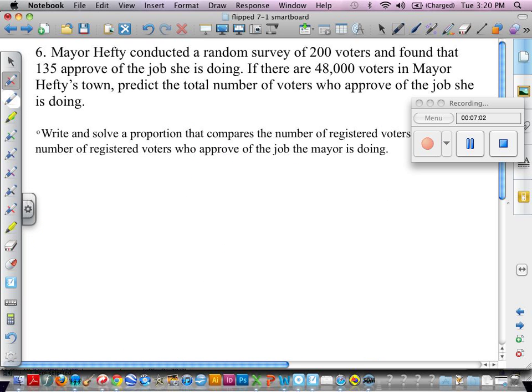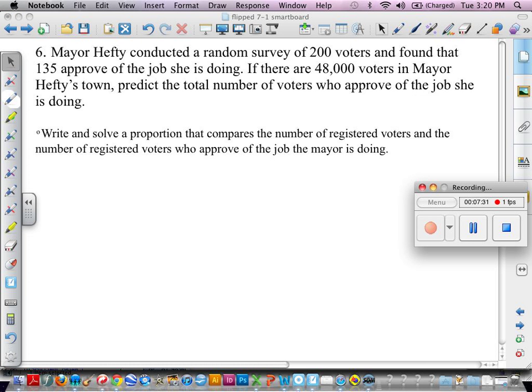All right, let's move on to our word problems. Mayor Hefty conducted a random survey of 200 voters and found out that 135 approved of the job she was doing. If there are 48,000 voters in Mayor Hefty's town, predict the total number of voters who approved of the job she is doing. All right. It says write and solve a proportion that compares the number of registered voters and the number of registered voters who approve of the mayor's job.